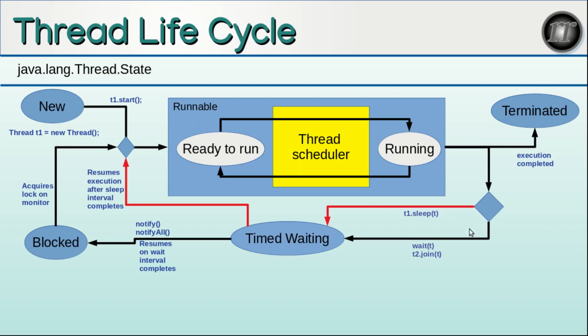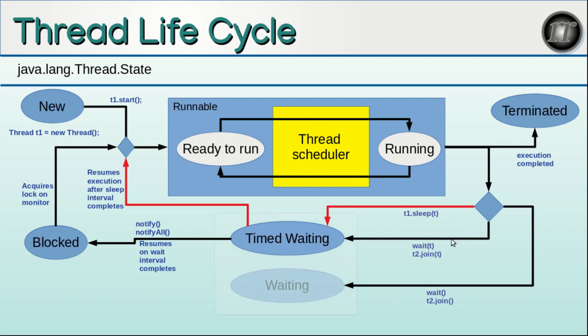A thread can move to indefinite waiting state also by calling wait and join methods. You can find these overloaded methods in the code. So if a particular thread is in waiting state, it can only be awakened by another thread by calling notify and notifyAll.